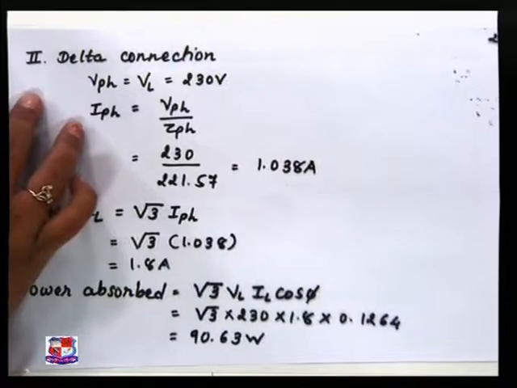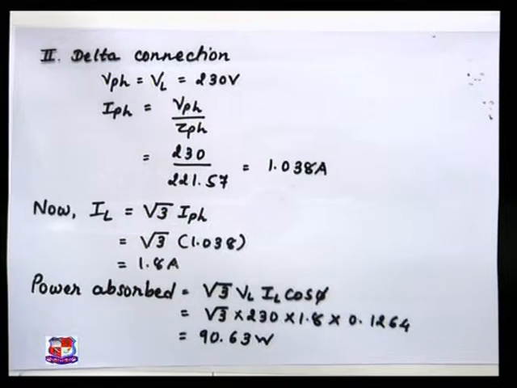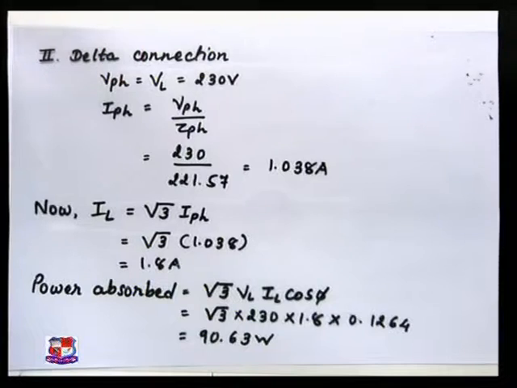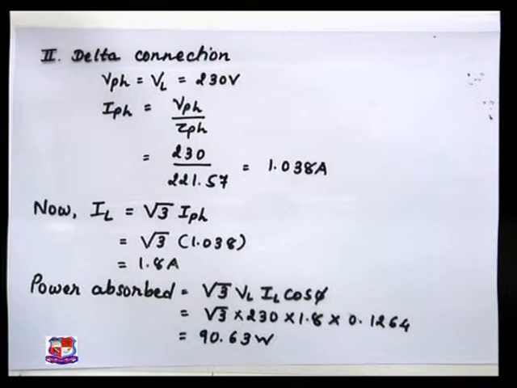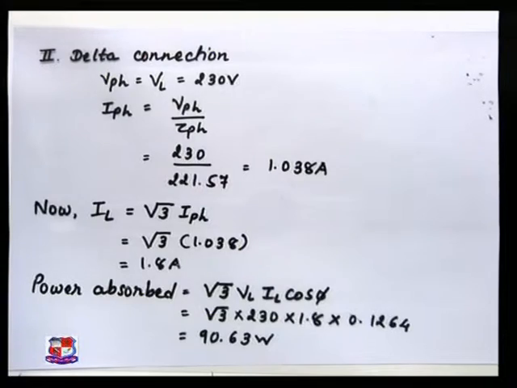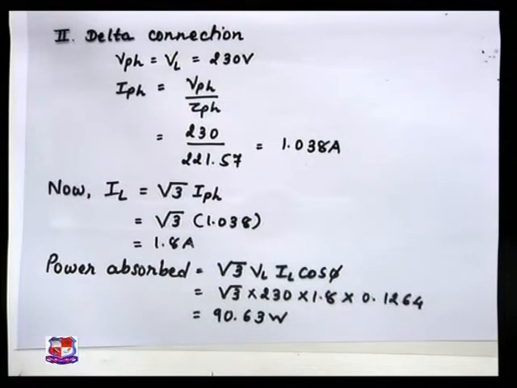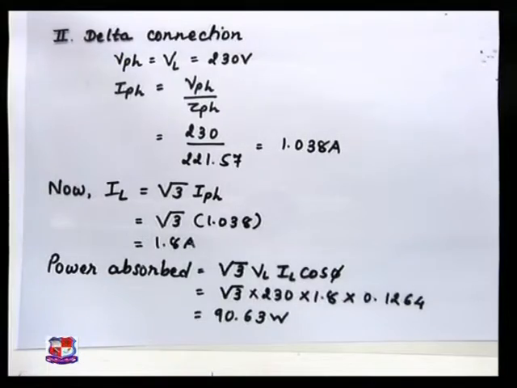Now if it is connected in delta, then as we know phase voltage and line voltage for a delta connection are the same. So V phase is equal to VL is equal to 230 volt. So your I phase is equal to V phase divided by Z phase, which is equal to 1.038 ampere. And your line current is equal to root 3 into I phase, so it is equal to 1.8 ampere. So your power absorbed by this particular circuit is root 3 VL IL cos phi, which is equal to 90.63 watt.